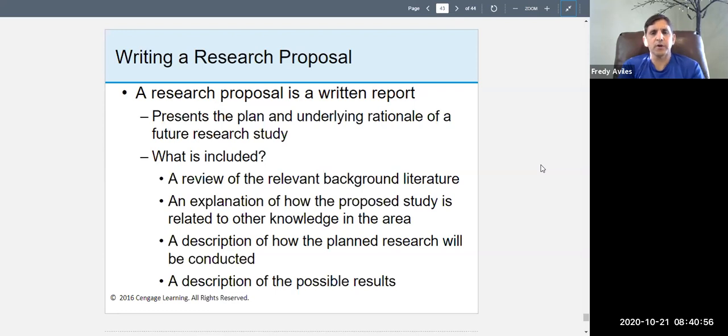You're going to write this research proposal. You're going to include a review of the relevant background literature. You're going to have an introduction where you make an argument for your study, about why it should be done. You're going to have an explanation of how the proposed study, the study that you want to do, is related to other research that's already been done. You're going to have a description of the planned research, what you plan to do. You're going to describe your method section. You plan to do this, this, and this, right? You're not really going to have a results section, but you're going to have a description of the possible results. This is what we expect to find.